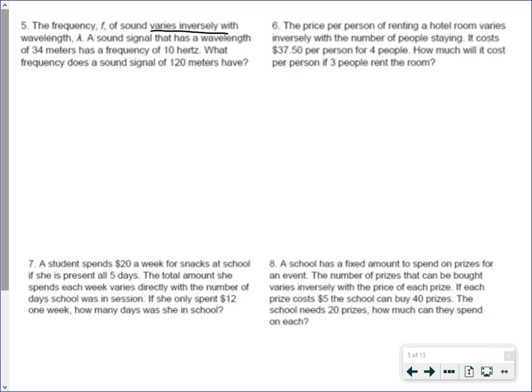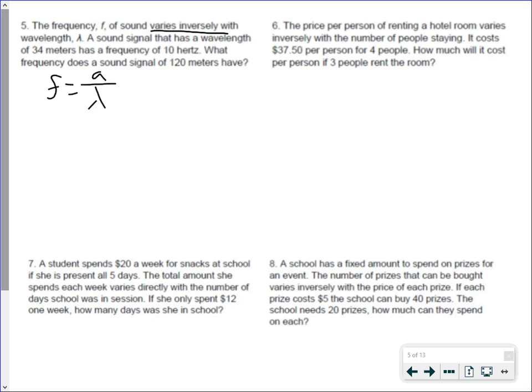So let's set up our equation first. We know that f and the wavelength, the upside down y, they're inversely related. So we know that f is going to equal a all over the upside down y. I completely forgot what it's called. So what we're going to do is plug in our terms that we know, and figure out what our a is going to be first. Because our a is our constant of variation, so we need to know what that term is.